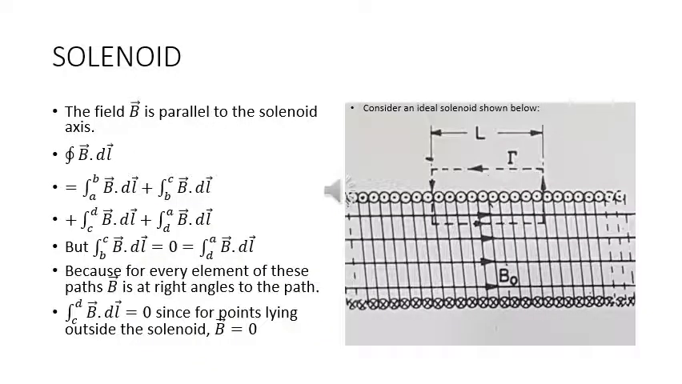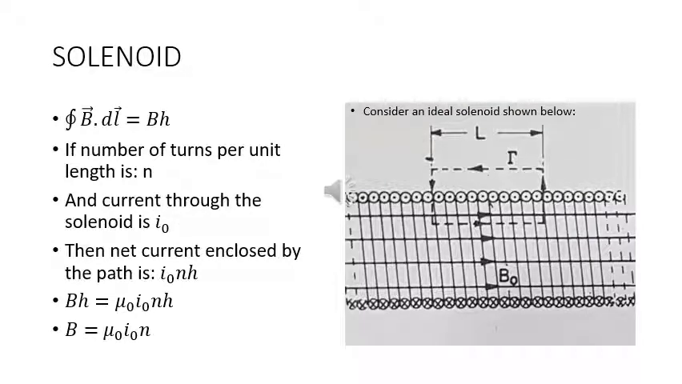The field B is parallel to the solenoid axis, so closed integral B dot dl is equal to integral from A to B B dot dl, plus from B to C B dot dl, plus from C to D B dot dl, plus from D to A B dot dl. But integral B to C B dot dl is 0, so is integral D to A, because for every element of these paths, B is at right angles to the path. Also, integral C to D B dot dl is 0 because for points lying outside the solenoid, B is 0. Closed integral B dot dl is equal to Bh.